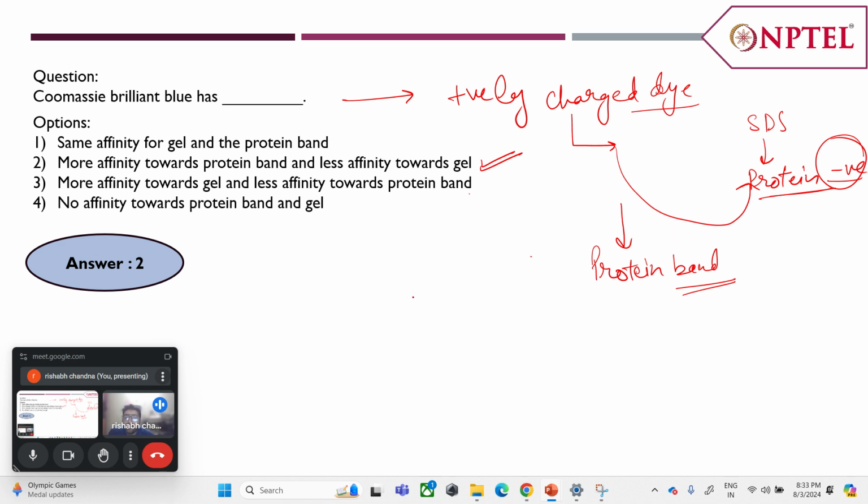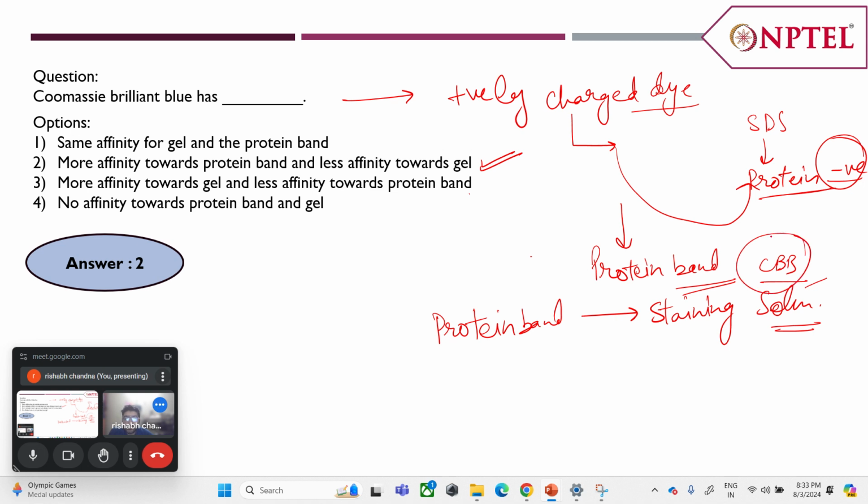That's why, generally, if we have to stain a protein band, we keep it in a staining solution that contains a high amount of Coomassie Brilliant Blue and the buffers needed for its interaction with the protein. After staining for a particular time, for example 12 hours, overnight, or any other duration, it depends upon the lab and what we are staining. Now we put it in a destaining solution.